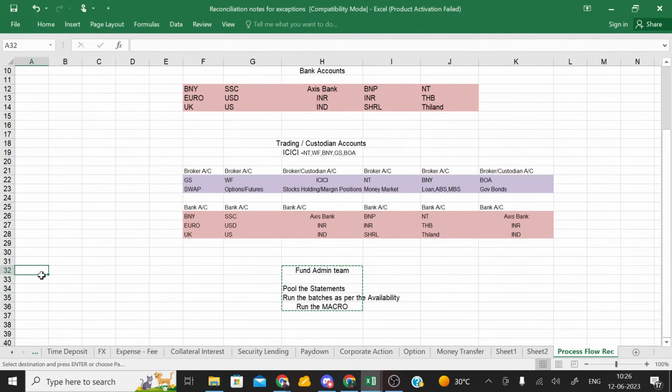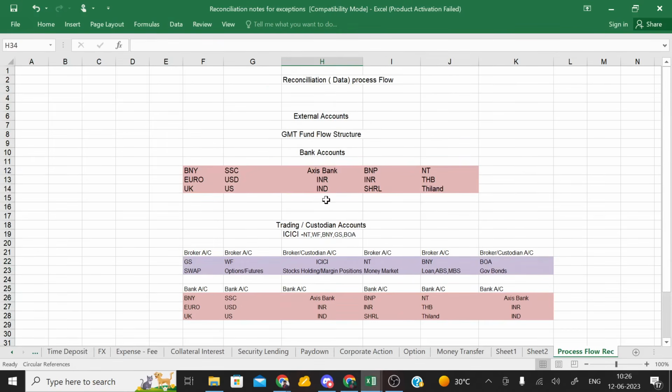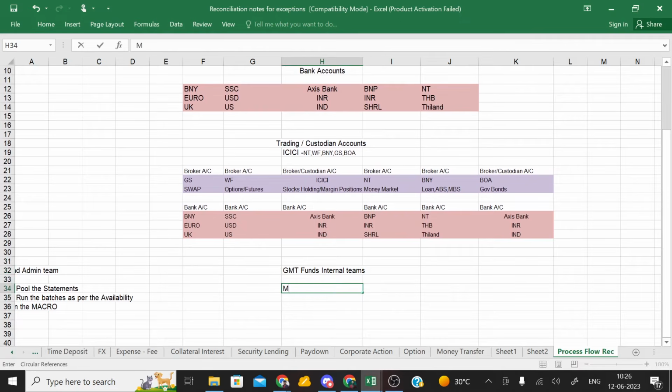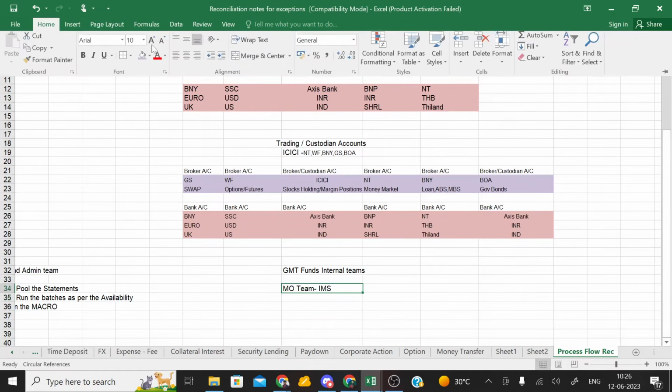For the time being, I'll keep this aside. Okay, so this is the process flow where the fund will receive. But GMT funds internal teams, it means middle office teams. They work as an investment manager service, IMS.